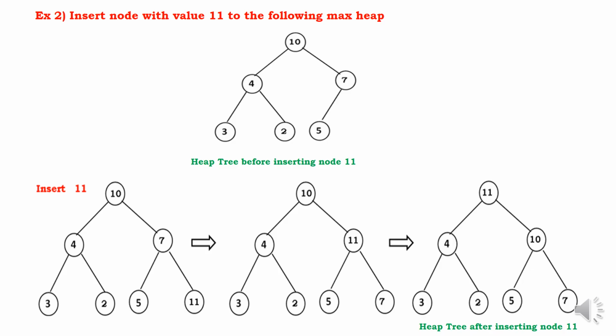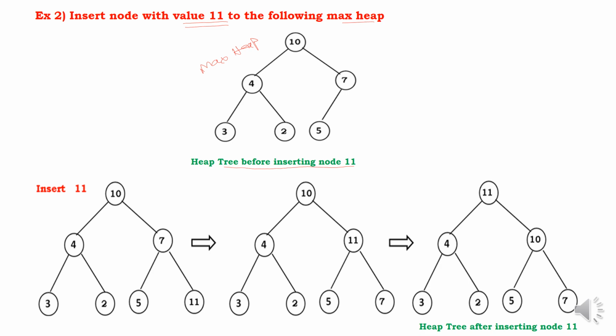Now let me explain adding one more node value 11 to the following max heap. Say we have already constructed a max heap. So this is the max heap tree before insertion of node 11. See, this is a max heap 10. Its children are 4 and 7. 4's children are 3 and 7's children is 5.